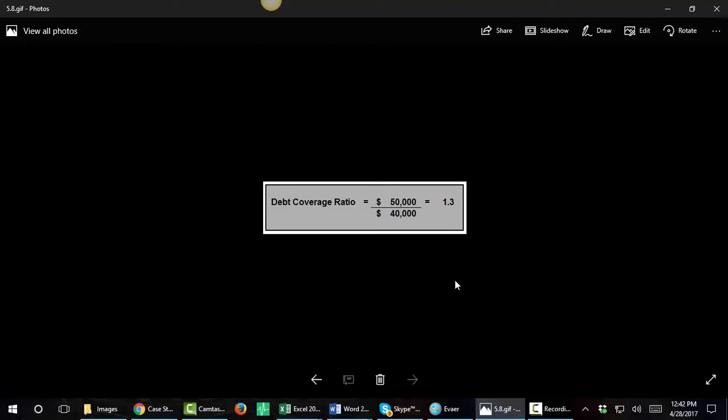So if I have $50,000 of NOI and my debt service is $40,000, I have a ratio of 1.25, and you're in the safe zone. If you're below that ratio of 1.25, then you're going to have trouble qualifying for conventional financing. You'll likely need some kind of bridge loan or some construction loan or some kind of development loan with a lender who's comfortable lending on that.